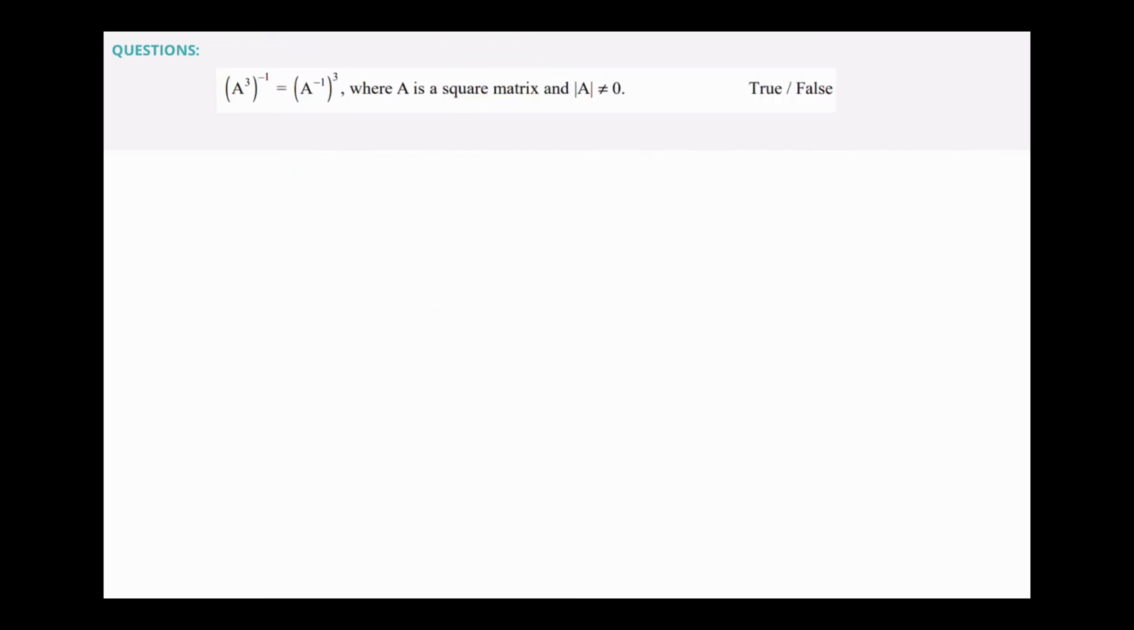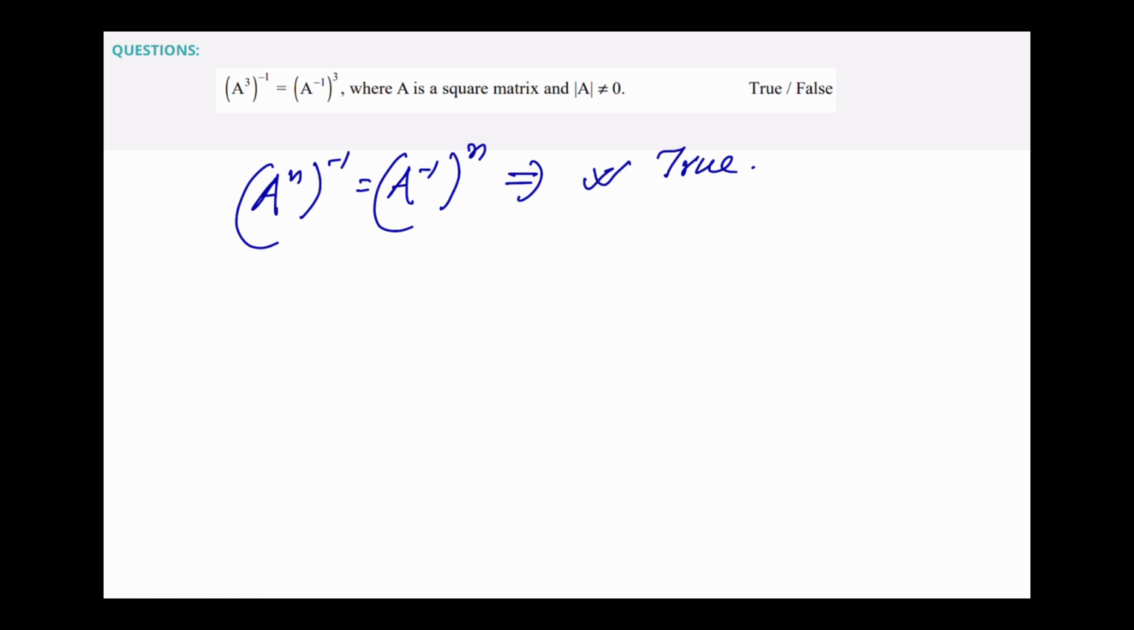Now it's a true false question. A power n inverse is equal to A inverse power n. Correct. We already know this property and it is true. There's no doubt about it.